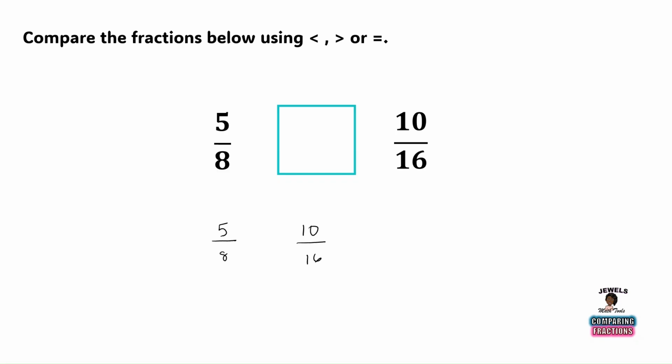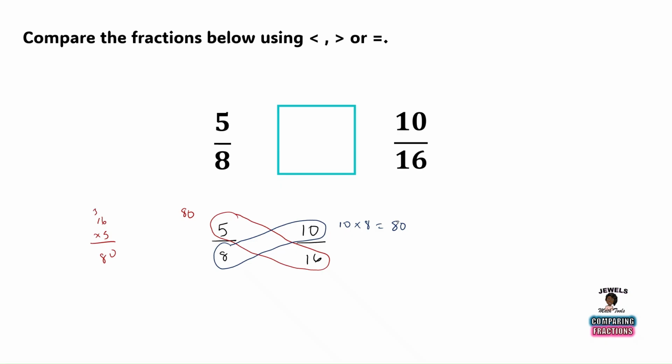But if you prefer the cross multiplication, you will have to go through the process of multiplying your 5 times 16. So we have 16 times 5, which will give us 80. So we now have 80 in the numerator. And then we're going to apply those same steps to the next side of our fraction, where we multiply our 10 times 8, which also gives us 80.